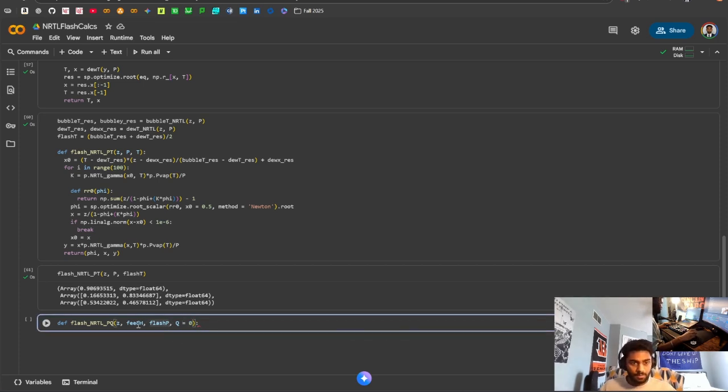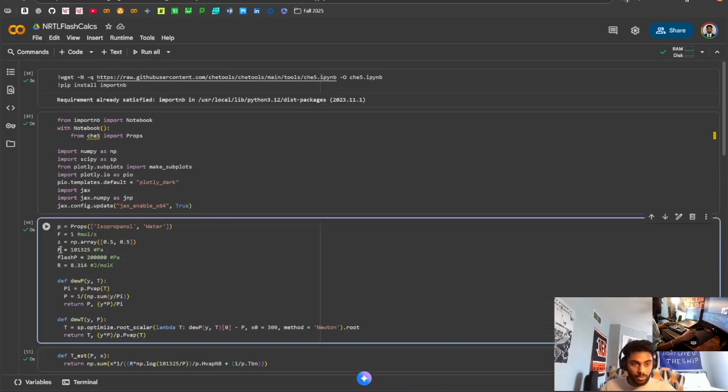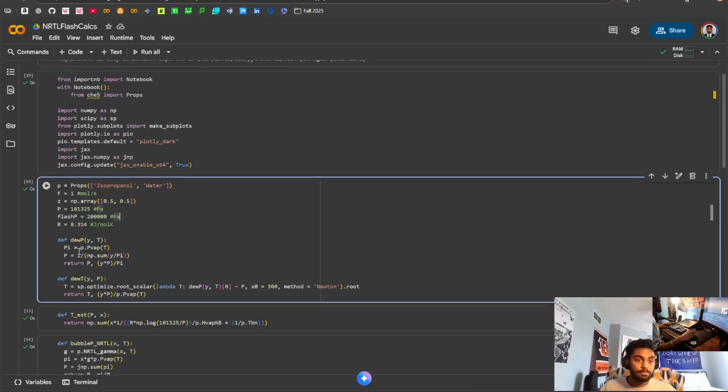So this flash pressure is different from the feed pressure, which we had defined as atmospheric here. So you can see that we have our atmospheric pressure, that's going to be our feed pressure. And we have a flash pressure, which is the pressure within our actual flash drum. So these two pressures are going to be crucial in defining our flash system.